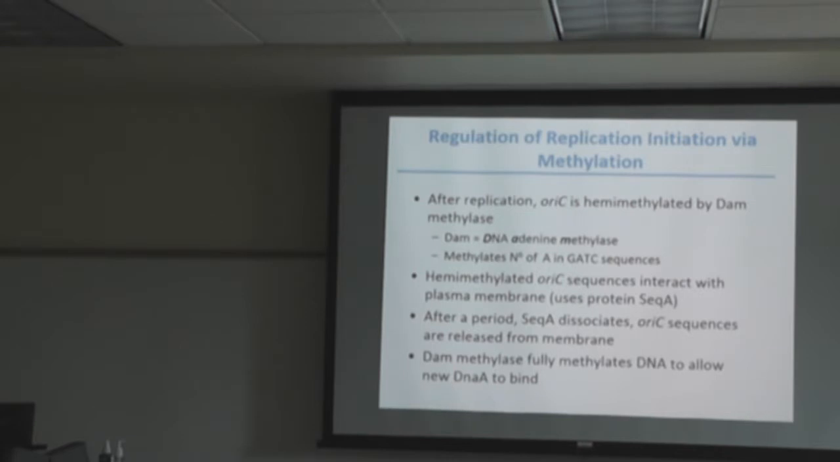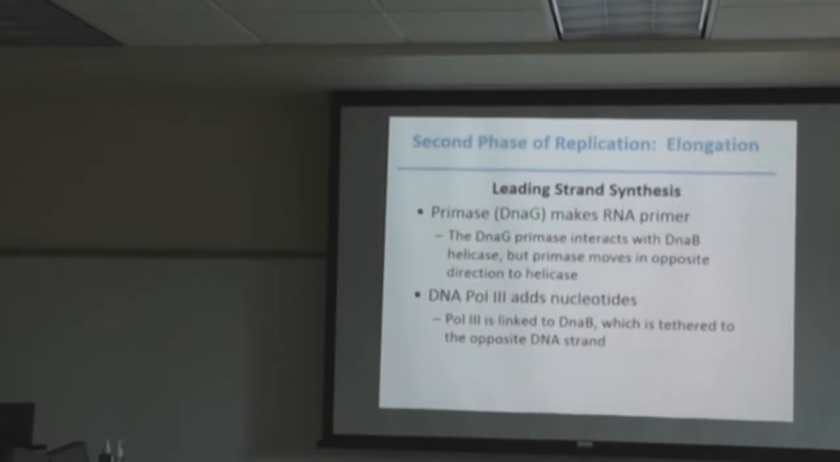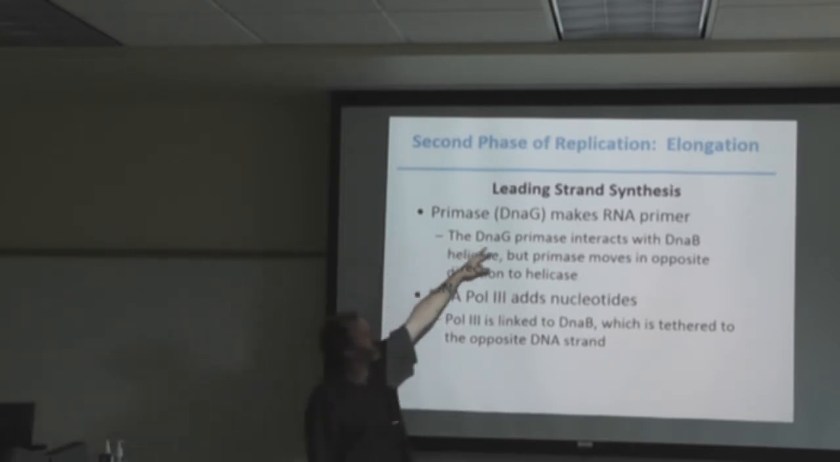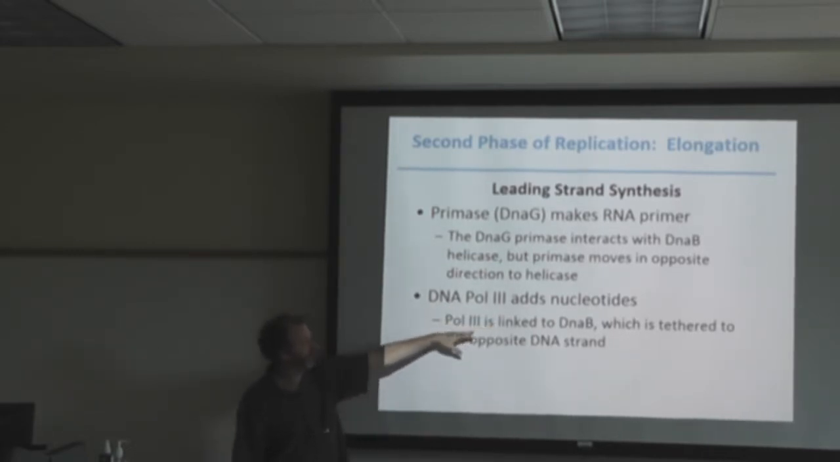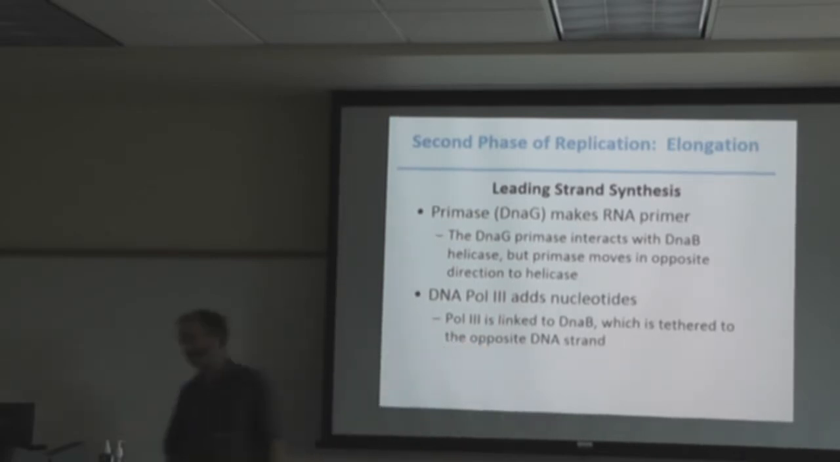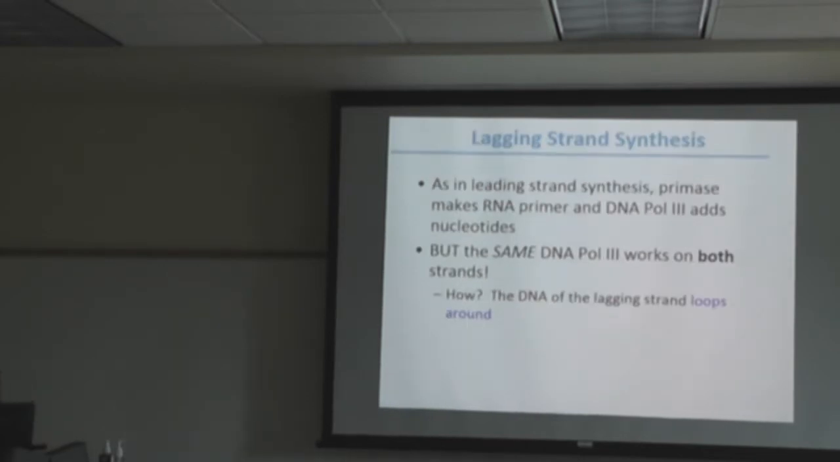So, second phase of replication is elongation. DNA primase, DnaG, makes the RNA primer. Primase interacts with DnaB helicase, but the primase moves in the opposite direction to the helicase. DNA polymerase 3 adds nucleotides. Then pol 3 is linked to the DnaB, which is tethered opposite the DNA strand. And as in leading strand synthesis, primase makes the RNA primer and DNA pol adds nucleotides on the lagging strand. But the same DNA pol works on both strands.